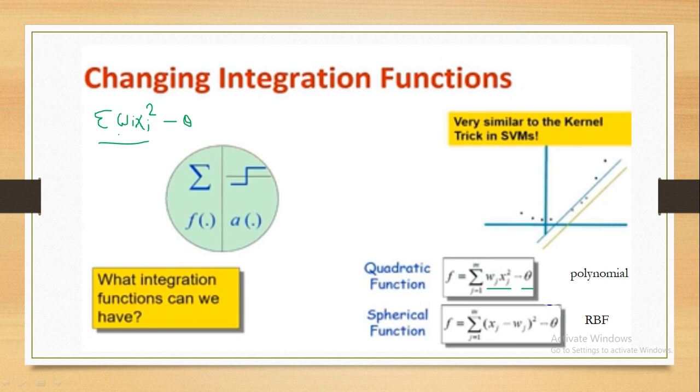Otherwise we use some other integration function. Why are we changing it? Because my data set is not linearly separable. It's a non-linear data set. So we can just change the integration function. Guys, remember this, we will see it practically.